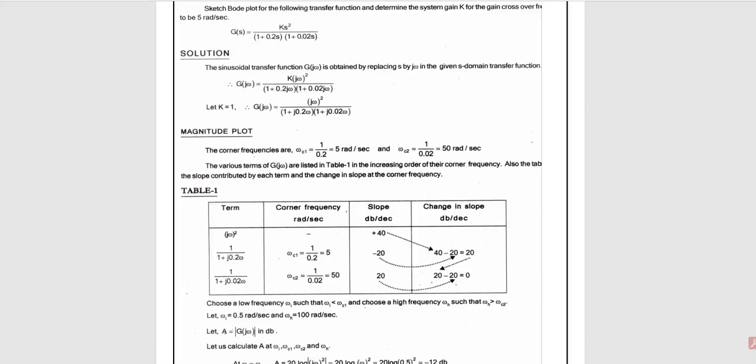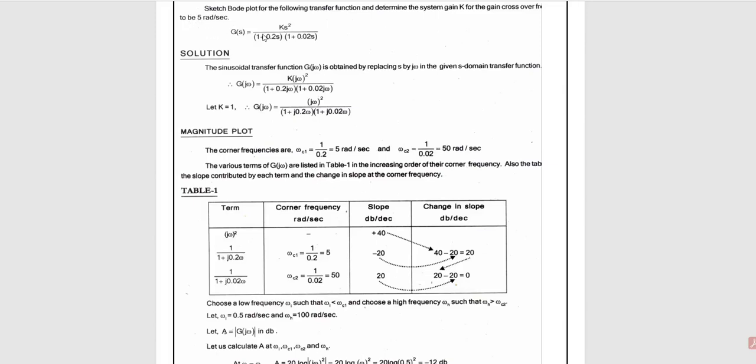Bode plot. How to sketch a Bode plot for this problem? First, sketch the Bode plot for the following transfer function and determine the system gain K for the gain crossover frequency to be 5 radians per second. That is the first step. So we need to determine the K value for the gain crossover frequency of 5 radians per second.